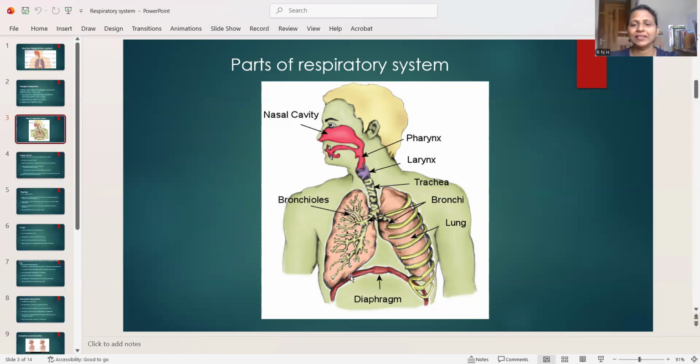This is the lower margin of the thoracic cavity. It is the diaphragm. The rib cage protects our lungs. You can see the ribs covering the lungs here.